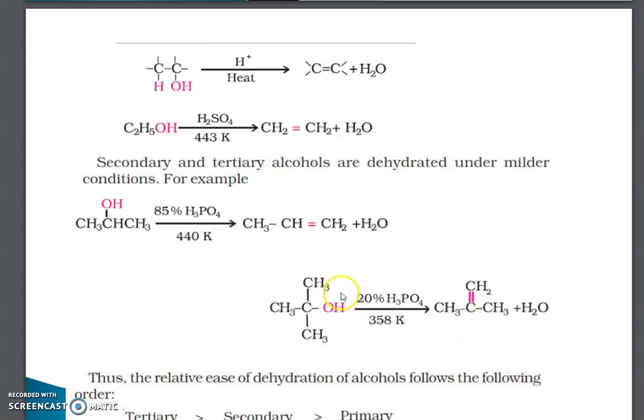Why? Because of the bulkiness. We know here three CH3 groups are there, so the inductive effect will be more. So it is very easy to remove H2O from here. But here there is only a single bond, so it is difficult to remove OH and hydrogen to form water. So the reason is the bulkiness of the compound.